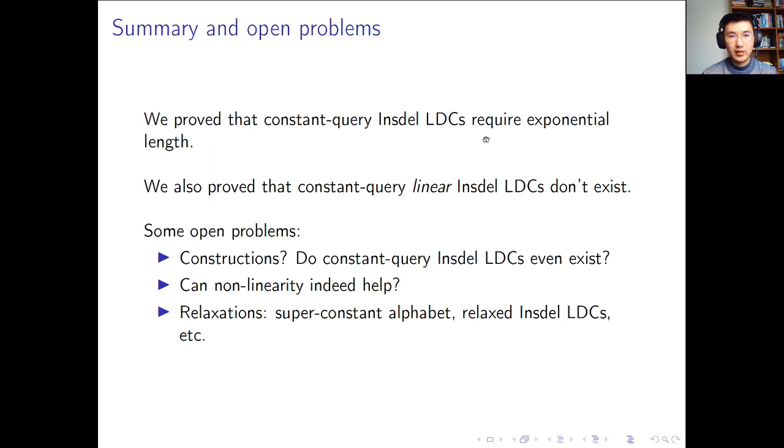Okay, let's summarize. We proved that constant query Insta LDCs require exponential length. We also proved that constant query linear Insta LDCs don't exist. And we listed some open problems. Do we have any constructions? Do constant query Insta LDCs even exist? And can nonlinearity indeed help? What about relaxations? For example, superconstant alphabet, relaxed Insta LDCs, and so on.